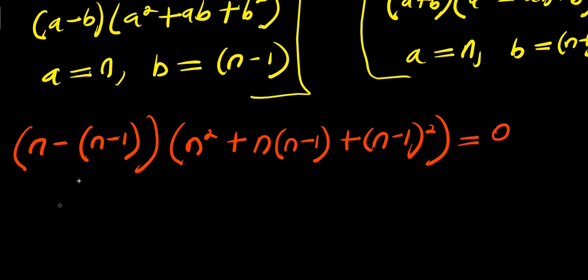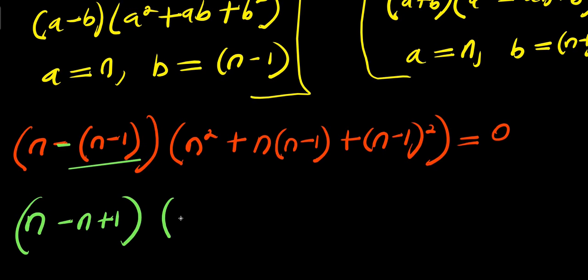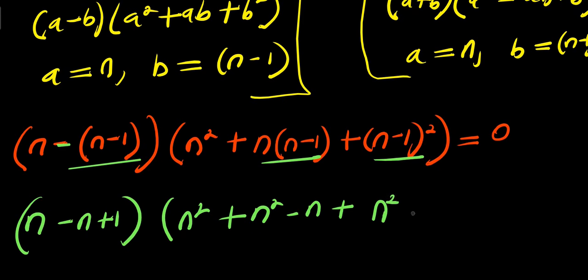From here, let's expand this. We have n − n + 1, multiplying everything using this minus, times n^2 plus this, which gives us n^2 minus n, plus this. If you expand this, you have n^2 minus 2n plus 1. You need to expand this: it is (n − 1) times (n − 1). So then this equals 0.